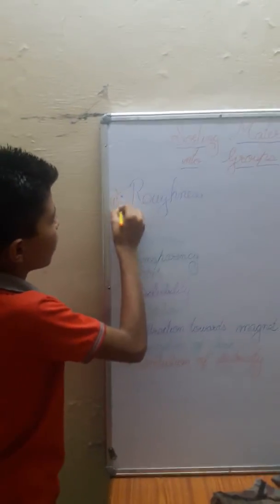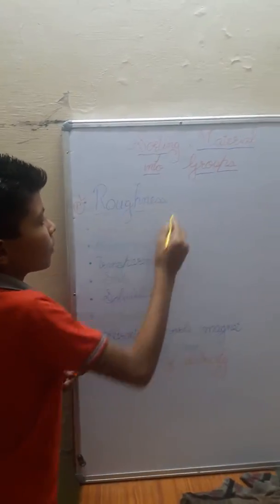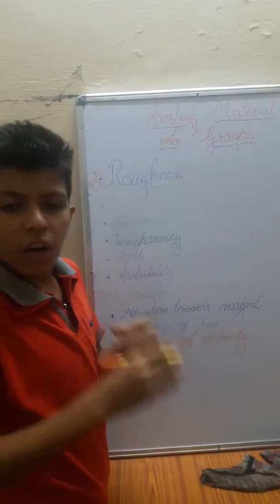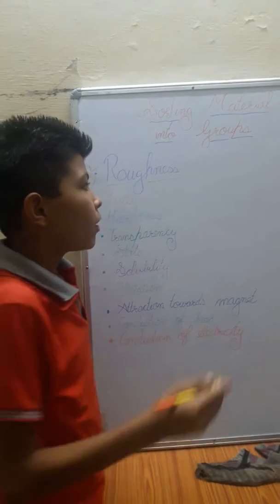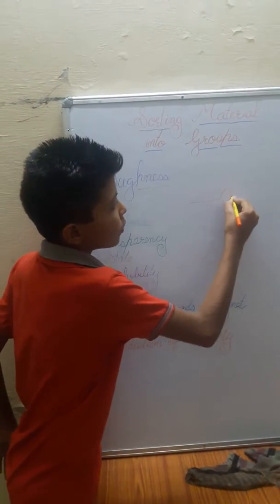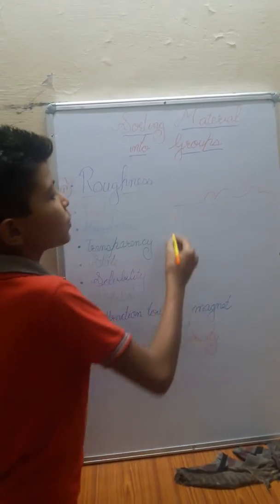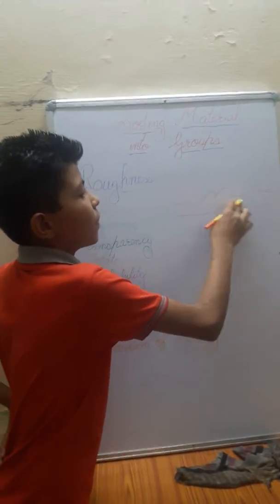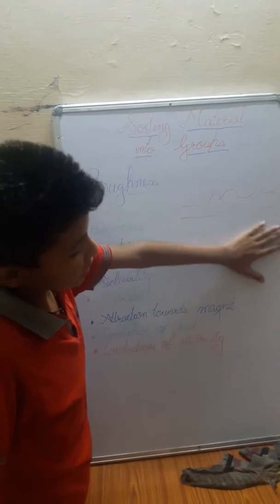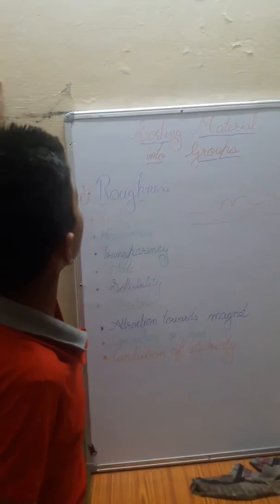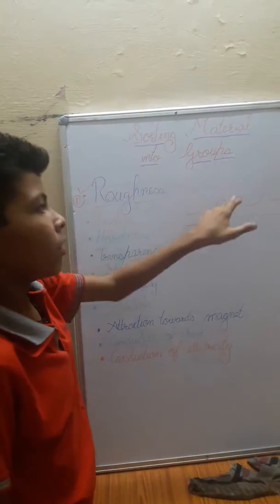Number 1, roughness. The material is either rough or smooth. The rough surface has bumps on it like that, and the smooth surface is always plain. Like this, a softwood is soft, but this wall is rough.